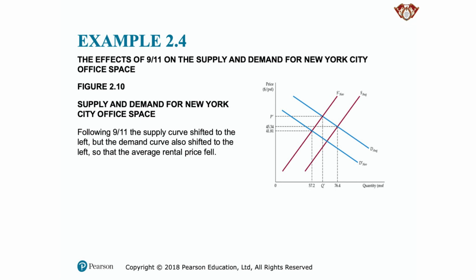Now, the second example is the example of 9/11 on the supply and demand for New York City office space. Look at this. Supply and demand for New York City office space. Following 9/11, the supply curve shifted to the left, right? The supply curve shifted to the left because of the 9/11 situation. But demand also shifted to the left.